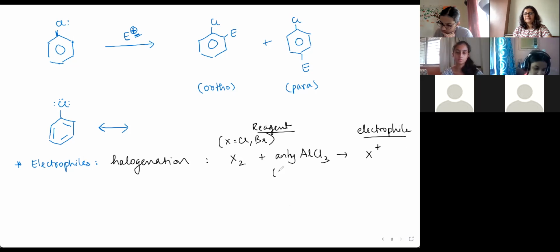Role of AlCl3, it's a Lewis acid. Your source of the chlorine that you would put here is your halogen. So this you need to be very clear about. Both are equally important for the reaction to happen. You need a Lewis acid and you need a halogen to substitute.